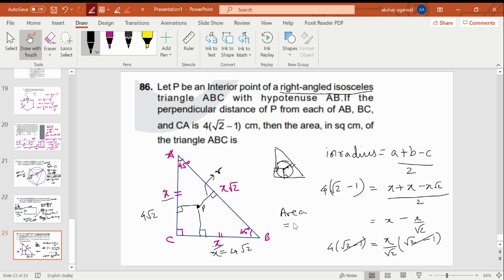Area is half into base into height, half into 4 root 2 into 4 root 2. Root 2 into root 2 is 2. So this root 2 gets cancelled. 4 into 4, the area will become 16. So what is the area of the triangle? Area of the triangle is 16.